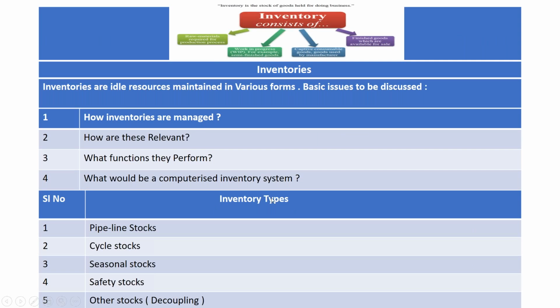So we will touch upon inventories as idle resources maintained in various forms, how these inventories are managed, how are these relevant, what functions they perform, what would be a computerized inventory system, and what should be your computerized inventory system. Because most of us will be having, I am sure, a computerized system, and some will be having an in-house developed system, some will be having SAP or Oracle or whatever. Now, whether it is meeting your requirement or not, this we will discuss. Now, inventory types, we'll discuss what are the various types of inventories.